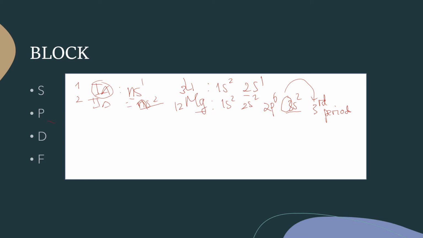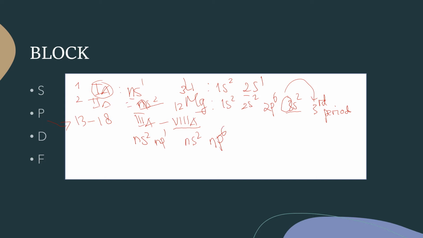Block P is for group 13 until 18, or from group 3A until group 8A. The configuration for group 3A ends in ns2 np1. For group 8A or 18, the electronic configuration ends in ns2 np6.